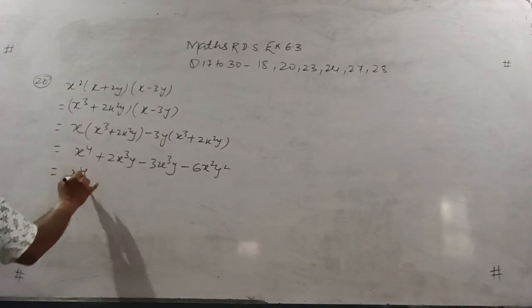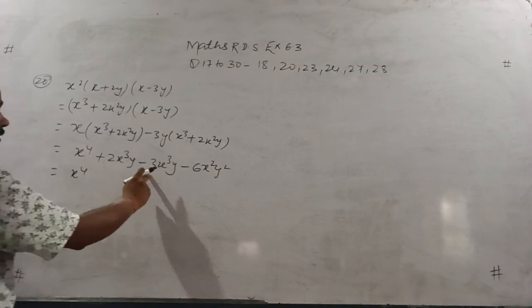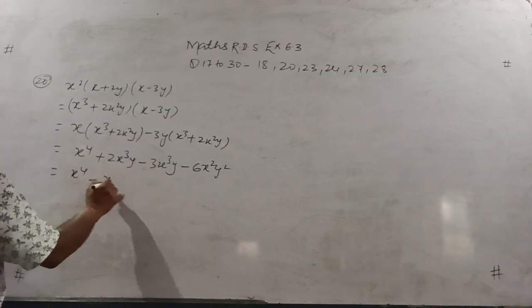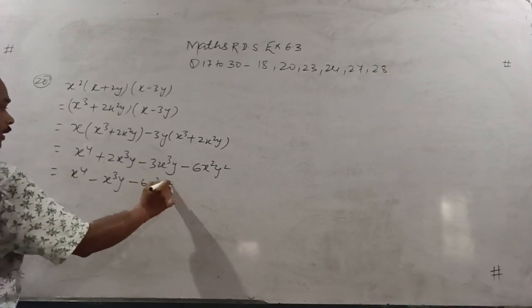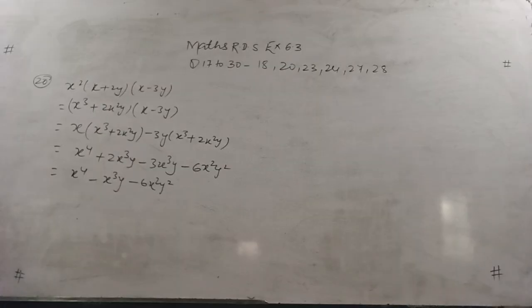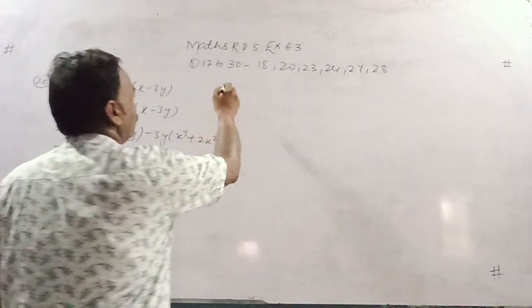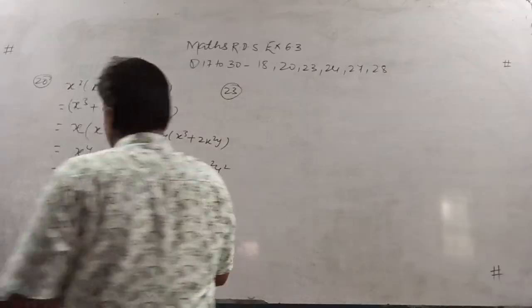This is equal to x to the power 4, 2x cube y minus 3x cube y is equal to minus x cube y, minus 6x square y square. x to the power 4 minus x cube y minus 6x square y square. This is the solution of question number 20. Now see question number 23.